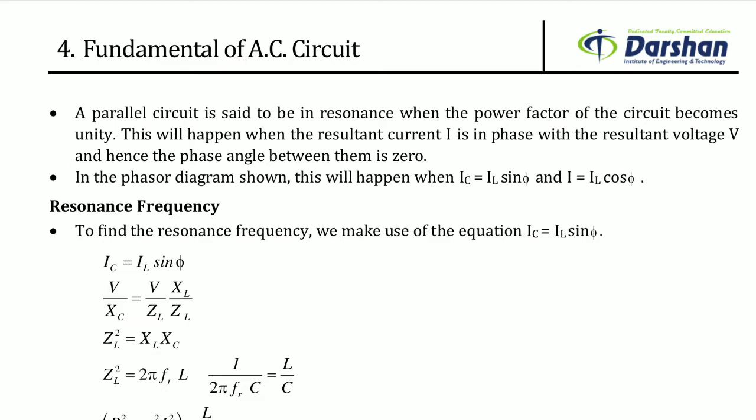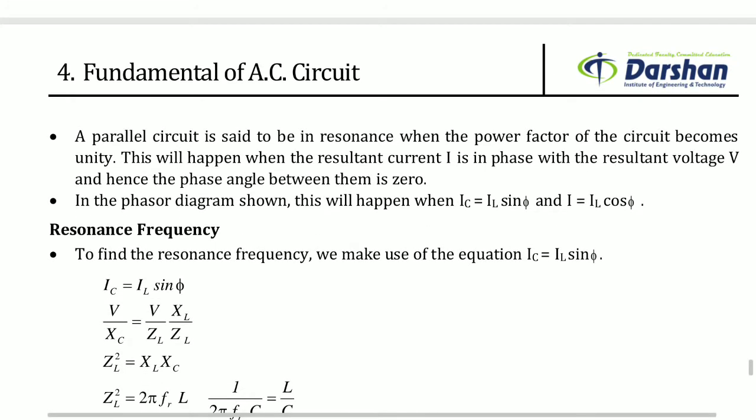If the voltage and current are both in phase, the phase angle will be 0. That means it is a unity power factor, so the nature of the circuit is only resistance. Now how can we calculate the resonance frequency equation?